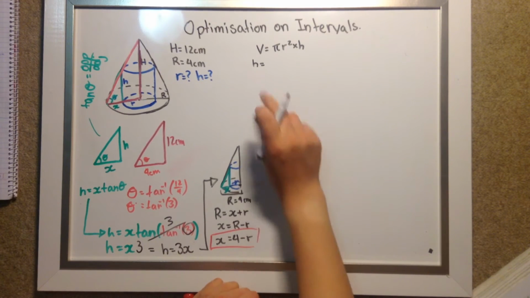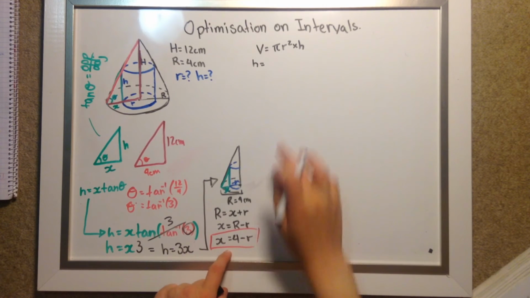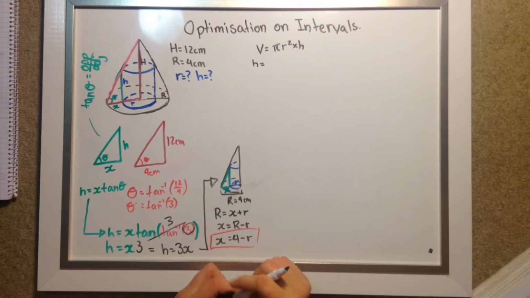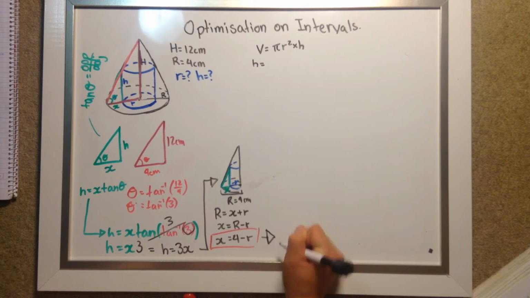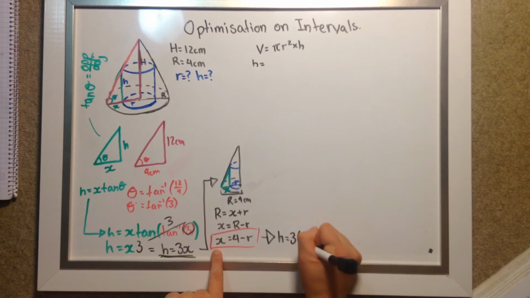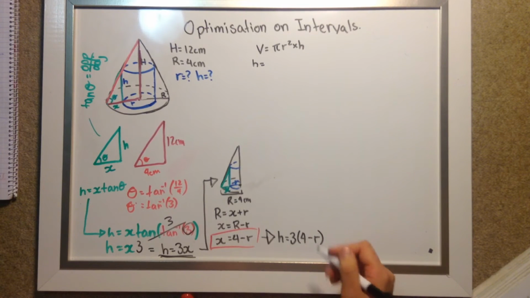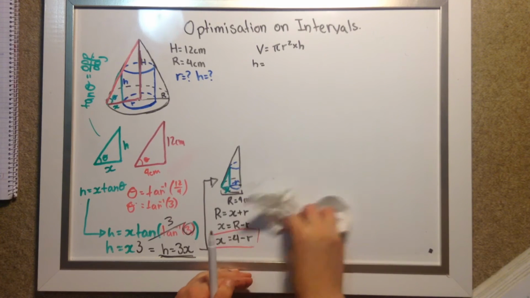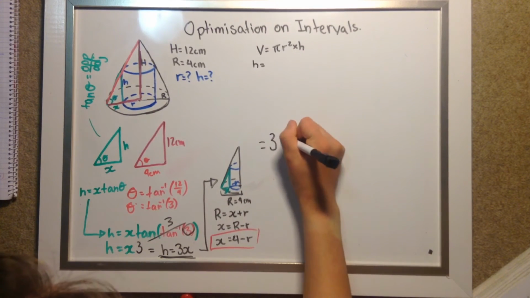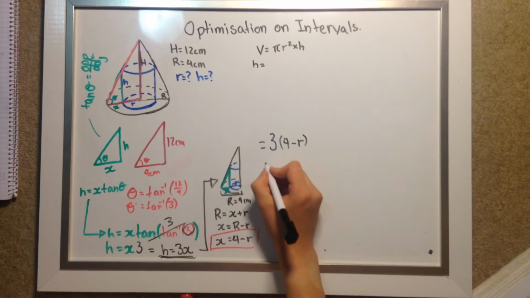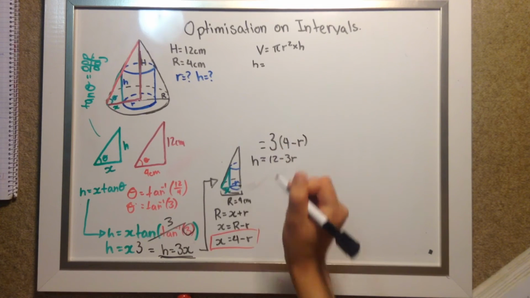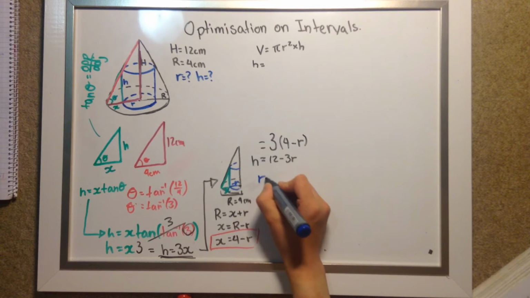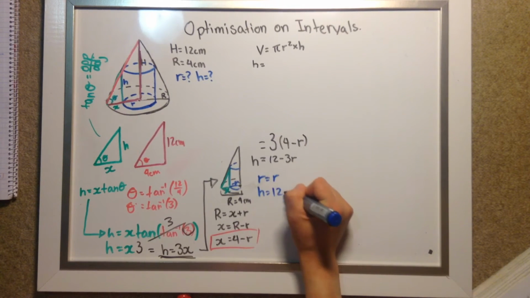Now we can just sub that in right up here, because now we know what x is. So we can sub that back into our height equation, which is right here. So height is equal to 3x, but now we have 3 on 4 minus r. So 3 of 4 minus r, and we can just simplify that a little bit. So this is the height of the cylinder. So now we have little r is equal to little r, and h is equal to 12 minus 3r.